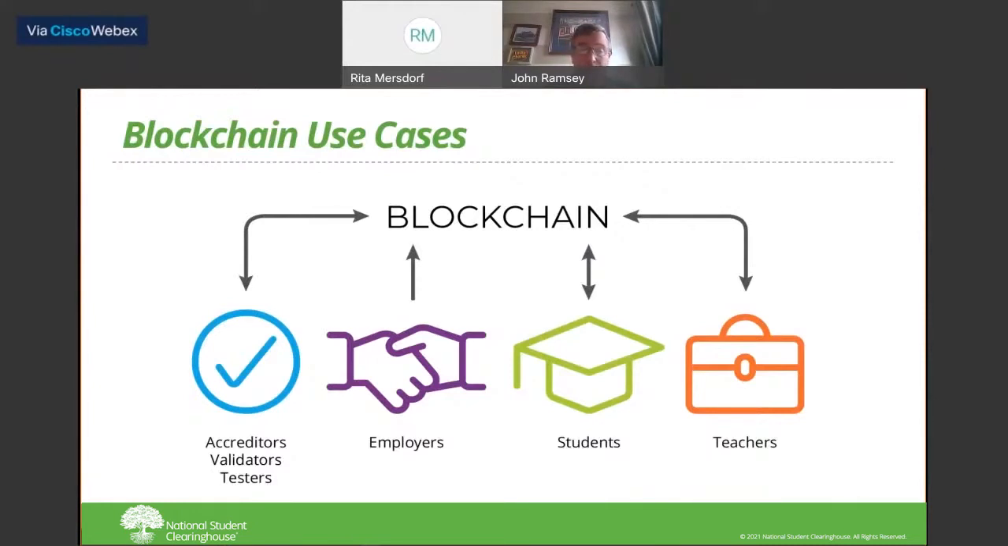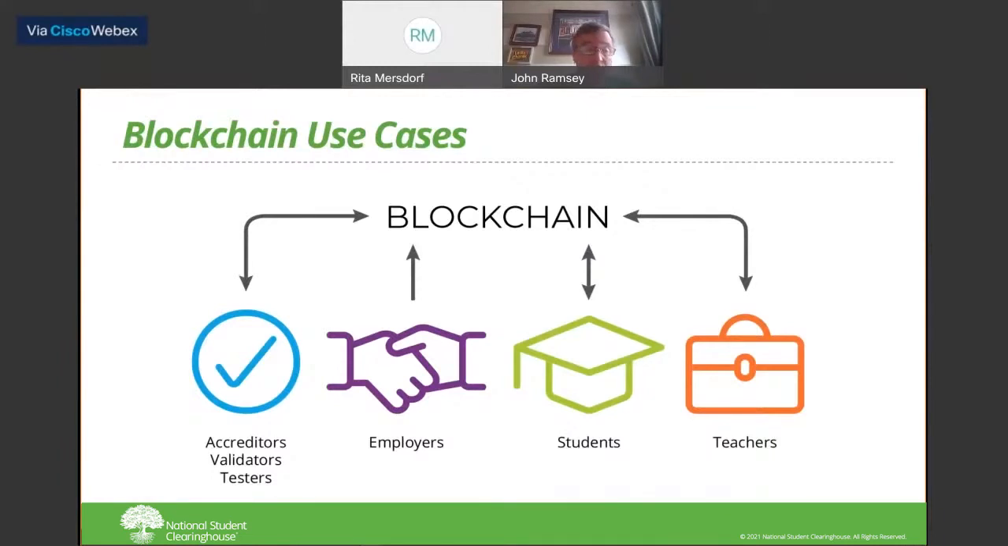So with these use cases, there's one where you've got accreditors, validators, and testers. Let's say testing for a credential. In order to test for a credential, you have to show that you have 5 years of experience that's been certified someplace. And I've got to be able to show these prerequisites to take the test. I could provide my digital wallet as a student to the tester, and the tester can validate immediately, yes, John meets the requirements, go ahead and allow him or her to test for the certification.